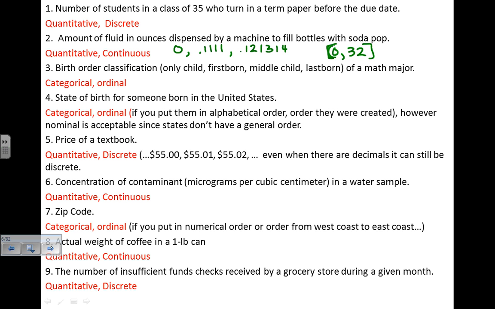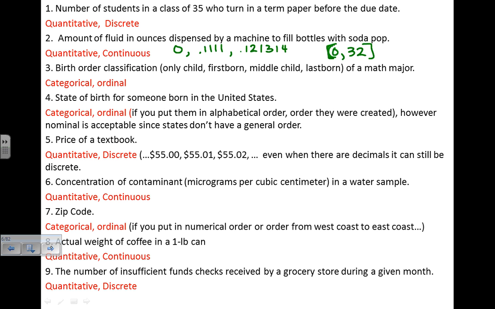State of birth for someone born in the United States. So this is categorical. Now, you could say, oh, there's really no particular order to the states, or you could say, I could alphabetize them and put them in order, so that's ordinal. I could say when the states were added to our nation, so as they're added, I'm going to put the order that way. So if you say that there's no order because states don't really have a general order, you could go for nominal, but I would say the best case scenario, I would say ordinal, because you could put states in a certain order.